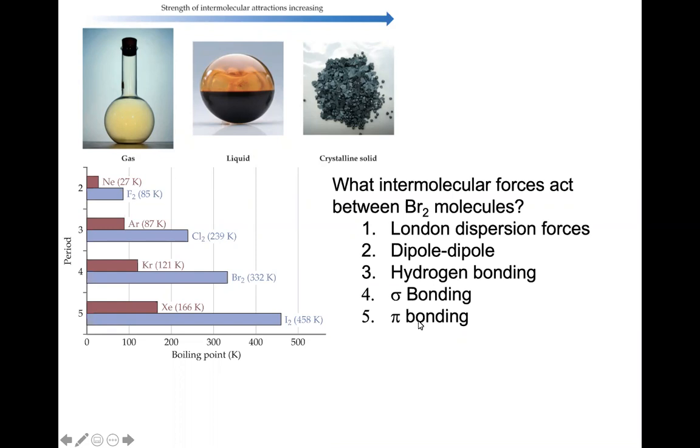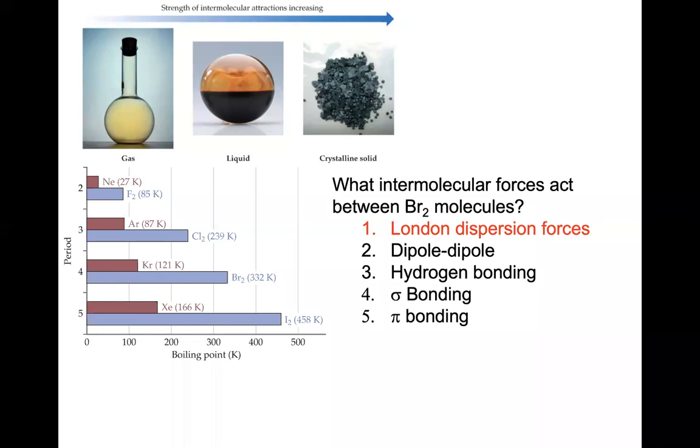Within this one, the dominant choice is that London dispersion forces are present. There's a smattering of dipole-dipole or hydrogen bonding. There's also a description here about sigma bonds being present. Thoughts on that one? I absolutely agree that the London dispersion forces are present. I think that is what's acting between these nonpolar Br2 molecules. The sigma bonding description, I think, is within the Br2 molecule.